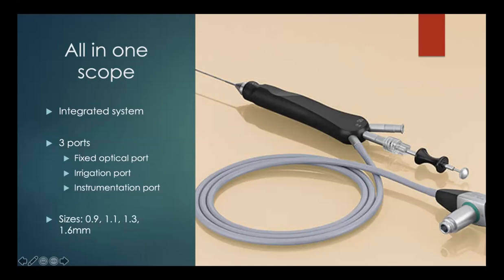And they come in various sizes. We have 0.9, 1.1, 1.3, and 1.6. Now remember, the 0.9 millimeter scope is just a diagnostic scope, and it does not have an instrumentation channel.